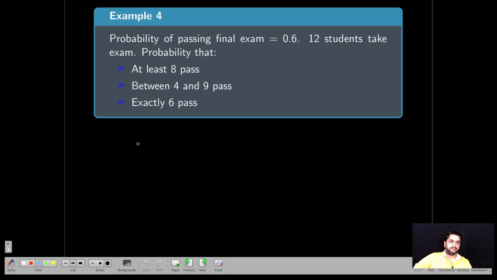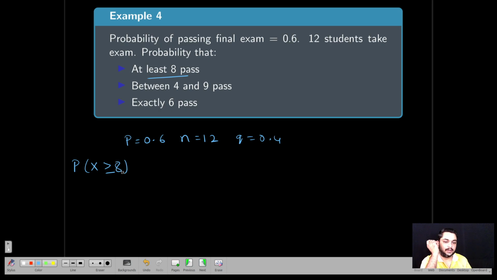Probability of passing the final exam is 0.6. Passing, p equal to 0.6. 12 students means n equal to 12. The failure probability is 0.4. Now, see what they are saying: at least 8 pass. So X is a random variable representing the number of passes. At least 8 means greater than or equal to 8. Not directly, you cannot apply the PMF here. How will you calculate this?